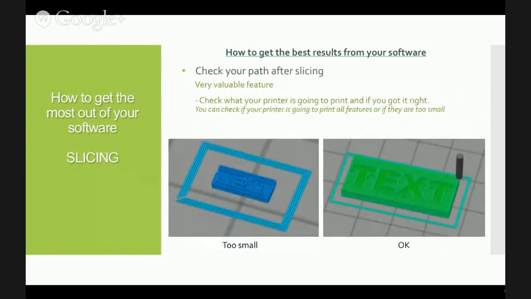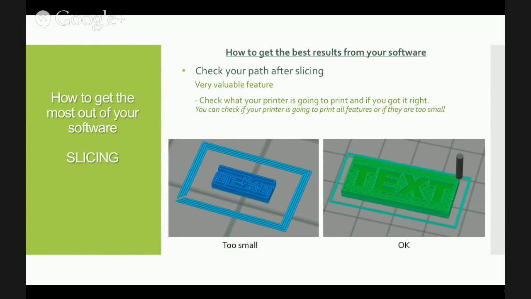Check your part after slicing. You put your model on your bed and put all the elements in for your printer to know what to do with it. But a really valuable feature is after you slice it, run through your model step by step and see if it's actually doing what you want.